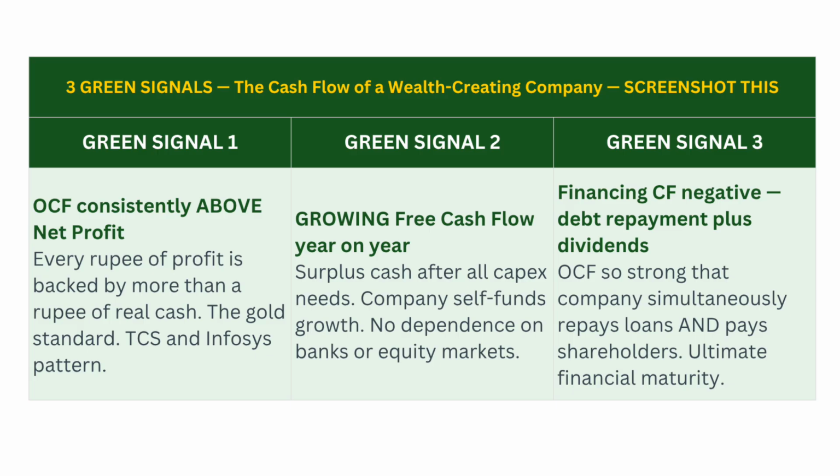Green signal 2: growing free cash flow year on year. It is surplus cash after all the capex needs, so the company is self-funding its growth with no dependence on banks or the equity market. Green signal number 3: financing CF negative, from debt repayment plus dividends. OCF is so strong that the company simultaneously repays loans and pays shareholders. Ultimate financial maturity.